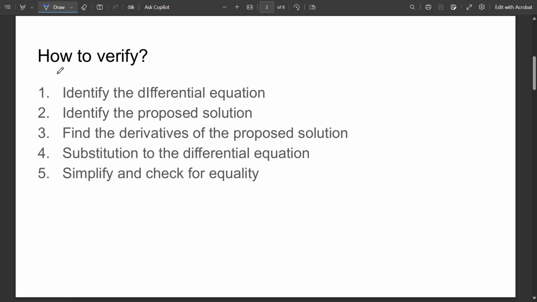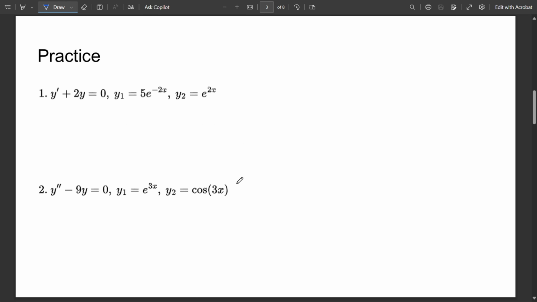So how do you verify? To verify, first you need to identify the differential equation and also identify the proposed solution, find the derivatives of the proposed solution, substitute into the differential equation, and then simplify and check for equality. So let's get to the example.